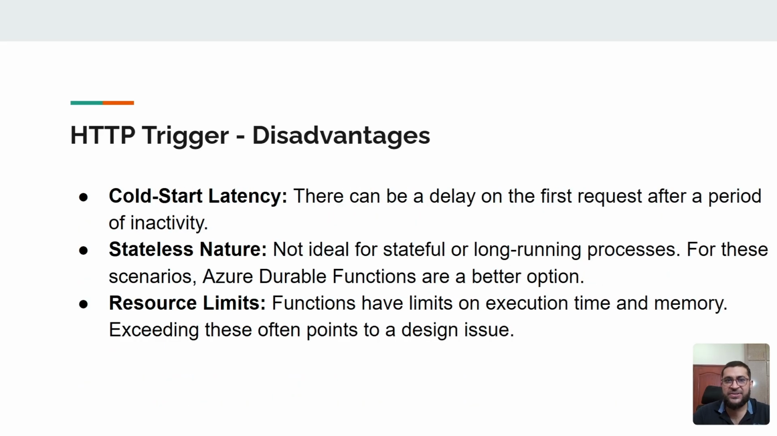The disadvantages: it has cold start latency, like there will be a delay on the first request. Whenever you hit the first request, there will be some delay, and this is a drawback of the HTTP trigger. The other one is its stateless nature. For example, if you have a stateful long-running process that needs the state to be saved, the HTTP trigger is not suitable for this. So instead of the HTTP trigger, we use Azure Durable Functions. We will discuss Azure Durable Functions in the upcoming lessons. And it's a resource-limited function, with limits on execution time and memory. Exceeding these often points to a design issue. So these are some drawbacks of HTTP triggers.